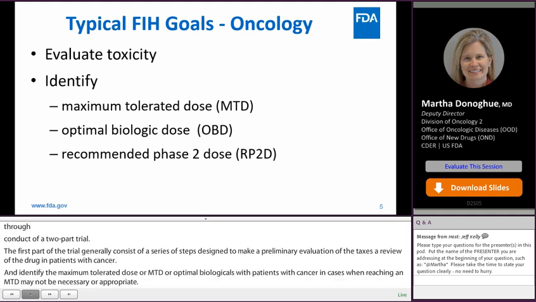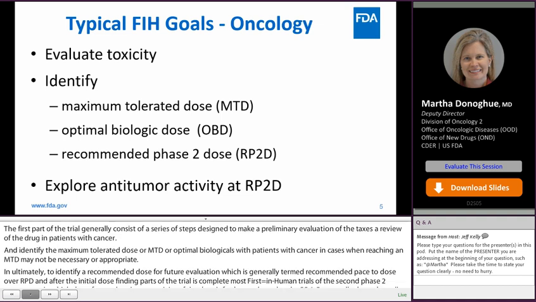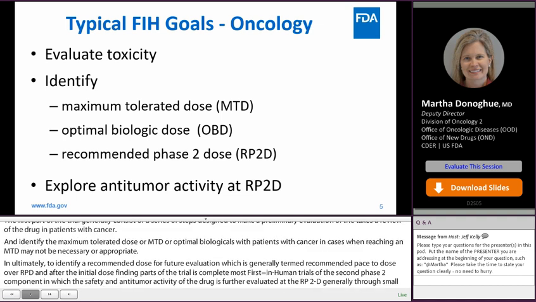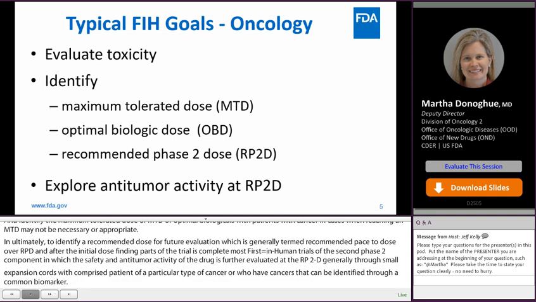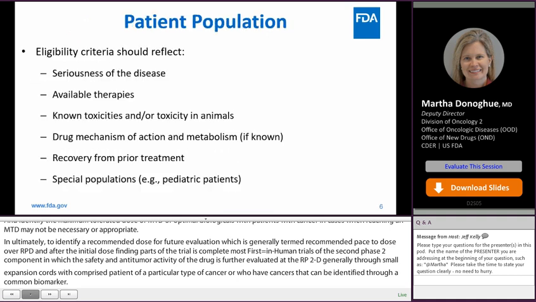After the initial dose-finding portion of the trial is complete, most first-in-human trials have a second phase 2 component, in which the safety and anti-tumor activity of the drug is further evaluated at the RP2D, generally through small expansion cohorts which comprise patients who have a particular type of cancer or who have cancers that can be identified through a common biomarker. Anti-tumor activity is generally assessed through assessment of overall response rate and duration of response, although other important pharmacokinetic and pharmacodynamic assessments may also be performed.